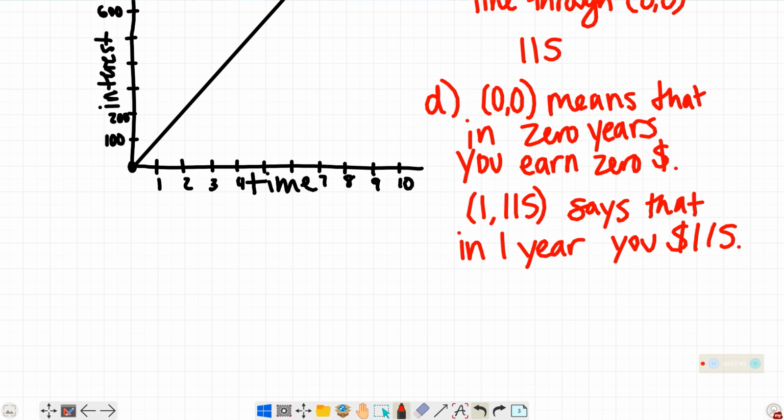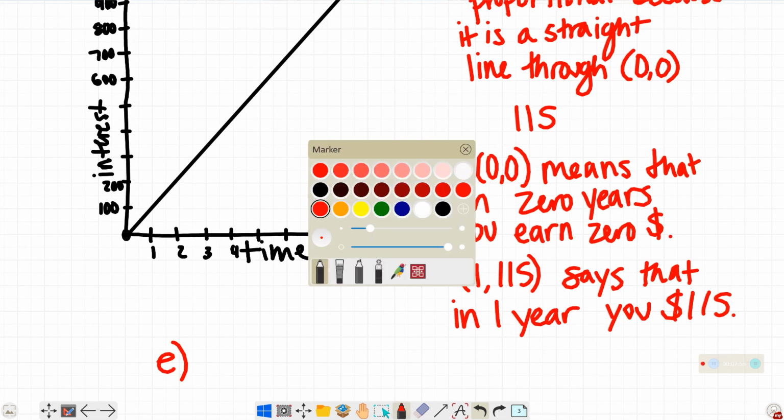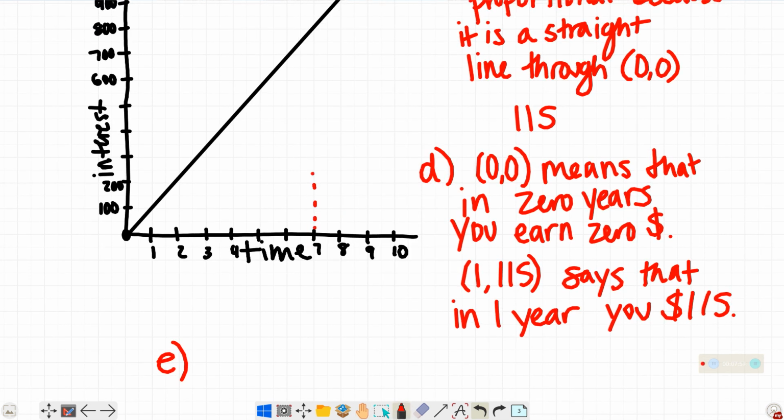E says, using the graph, find the balance of the savings plan at the end of 7 years. So with our graph, we're going to go to 7 on the years. And then we're going to figure out what that is equal to. And it's just above 800. In 1 year, they earn 115. So in 7 years, they would earn $805 in interest.